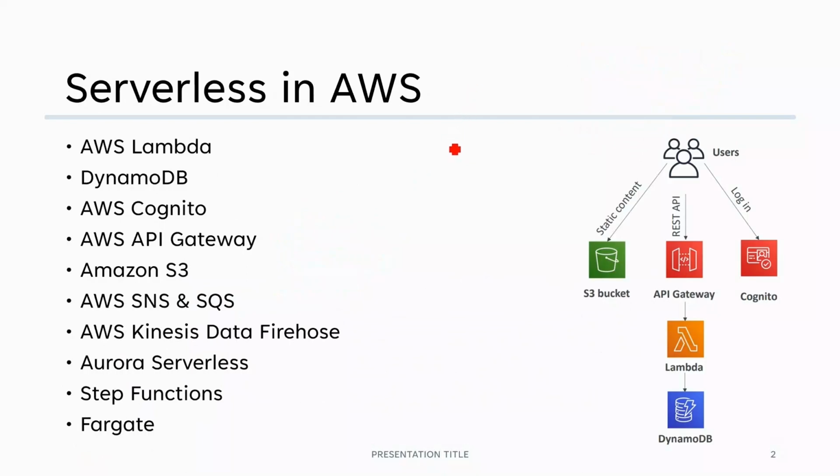These are all the services which are serverless technologies in AWS. One is AWS Lambda, which is one of the most popular serverless technologies on AWS. Then we have DynamoDB, the most popular serverless database technology on AWS. Cognito, then API Gateway, S3, then SNS and SQS. SNS stands for Simple Notification Service, and SQS stands for Simple Queue Service. Then there is Data Firehose for data analytics purposes. Then there is Aurora Serverless, Step Functions, and Fargate. We are going to see most of these services in this particular section. All right, let's move on to the next slide.